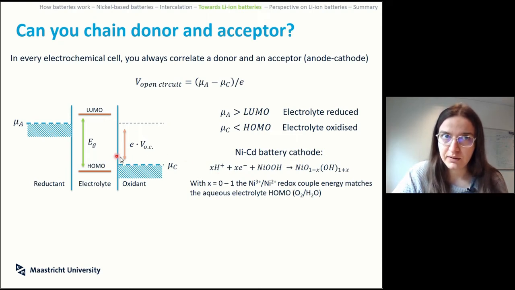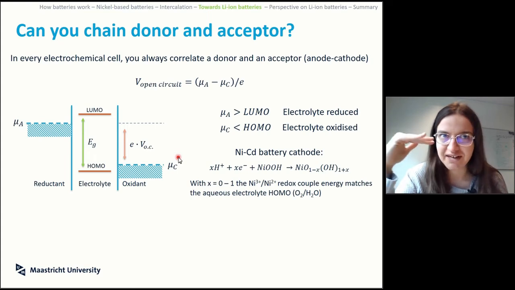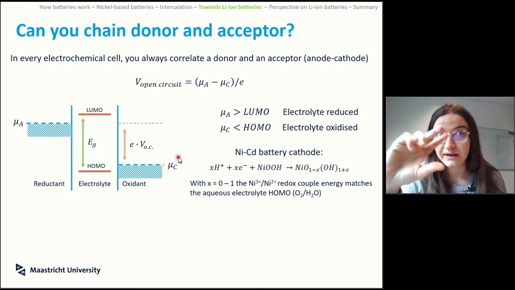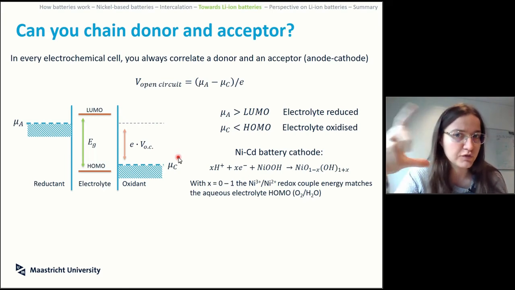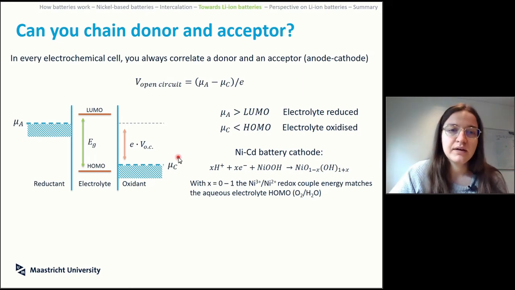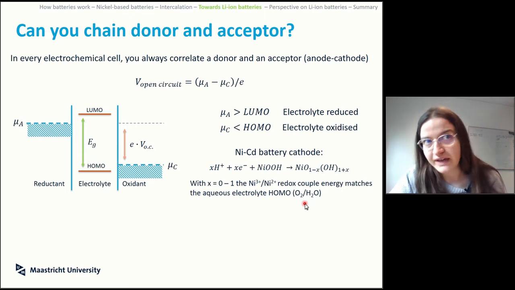So those are the final levels of valence electrons of your nickel. So you can go nickel 2, nickel 3, or nickel 3, nickel 2, depending on the occupancy of those orbitals. But that's the level of chemical potential that you're using. And then this will match the aqueous electrolyte, in which you want to look at the HOMO of O2 H2O, basically.